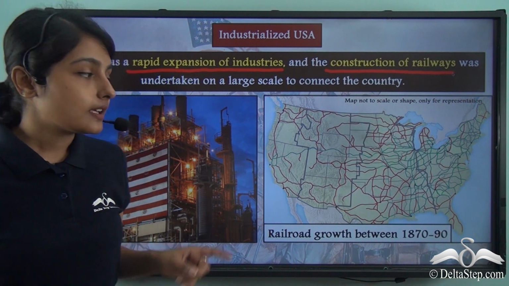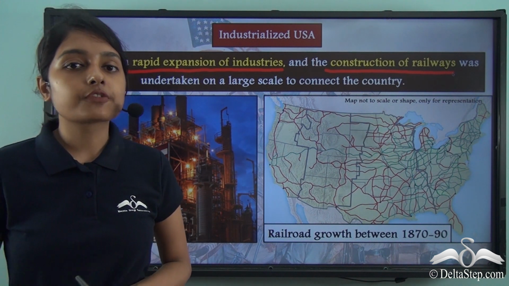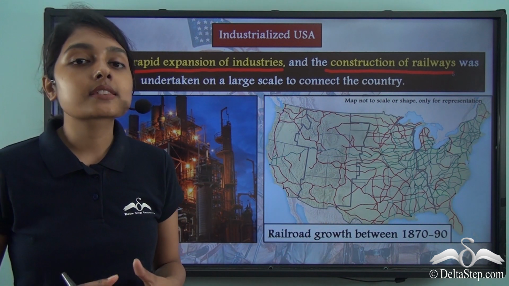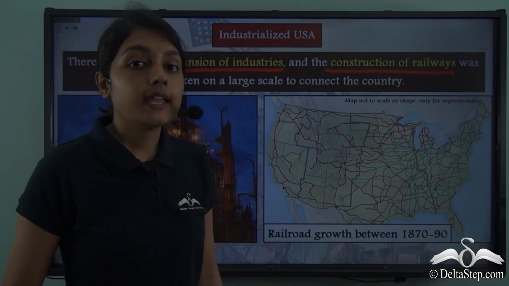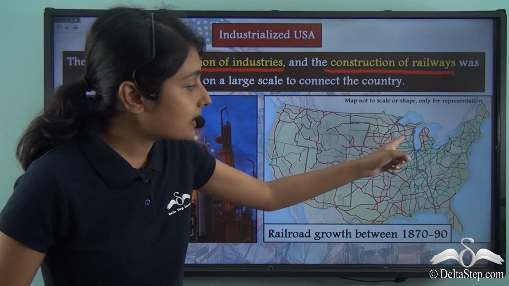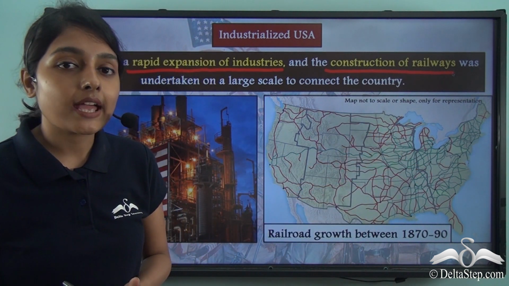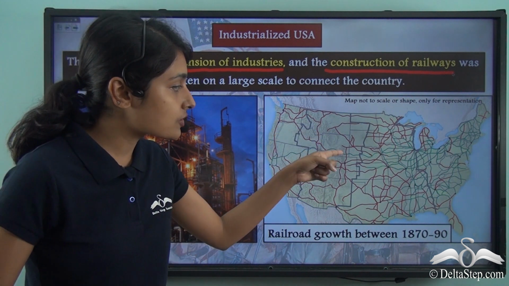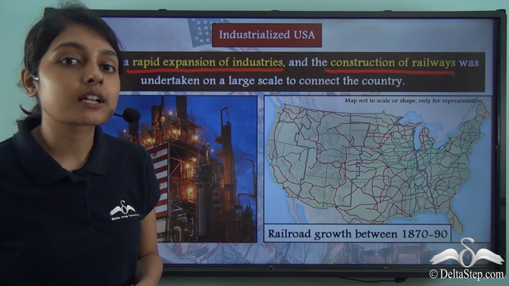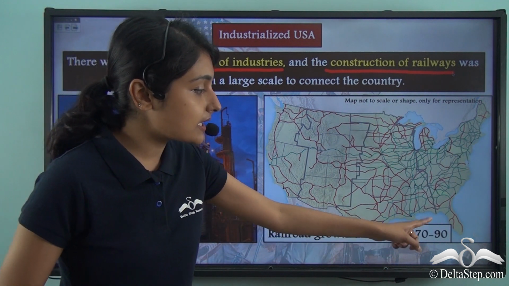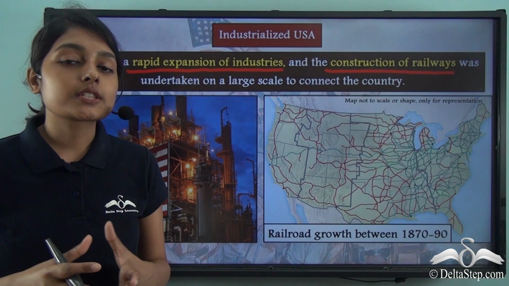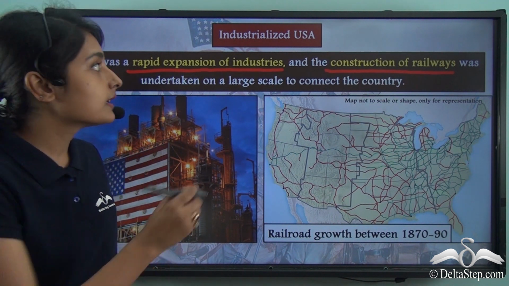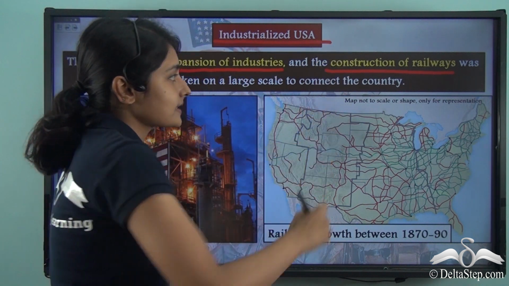So together with this rapid industrialization of the northern states and the construction of railways, these northern states now developed very much. In this map, the green lines show you the railway tracks that were present in 1870 and the red lines show you the railway tracks that were constructed between 1870 and 1890. That is to say, the American economy was now more powerful in the industrialized USA.